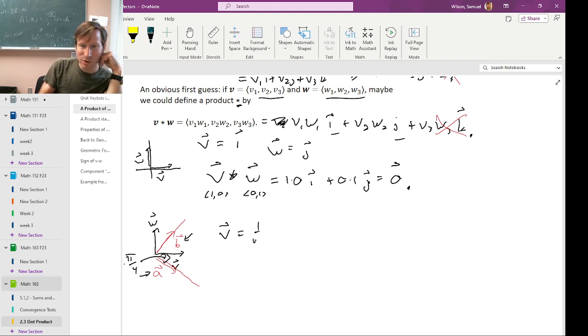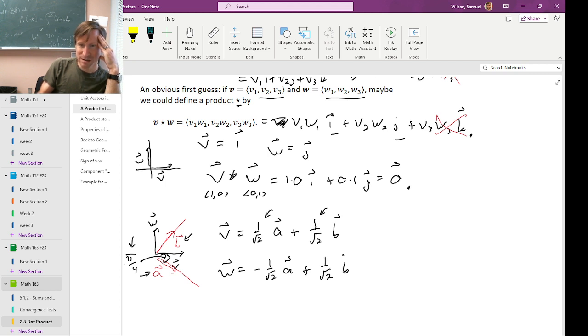So v turns out to be 1 over root 2 times a plus 1 over root 2 times b. Hopefully this is plausible, that this 1 over root 2 and this 1 over root 2 are coming from the sine and cosine of pi over 4, right, because pi over 4 is there. I'll let you work out the trigonometry on the details. For w, w is minus 1 over root 2 a plus 1 over root 2 b. Okay, it makes sense that a minus sign should show up here because in the a direction, we kind of have to back up to get w. So that's why this minus sign shows up.